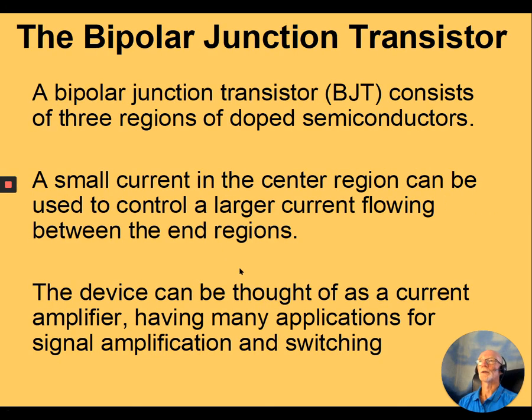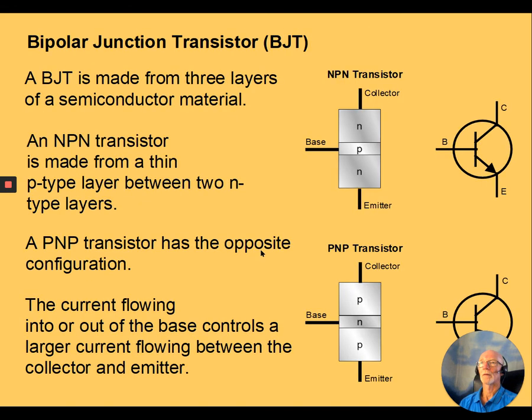A bipolar junction transistor, or BJT, as they're called, consists of 3 regions of doped semiconductor, either an NPN or a PNP. The devices are thought of as a current amplifier, having many applications for signal amplification and for switching. So their basic layout is something like this.